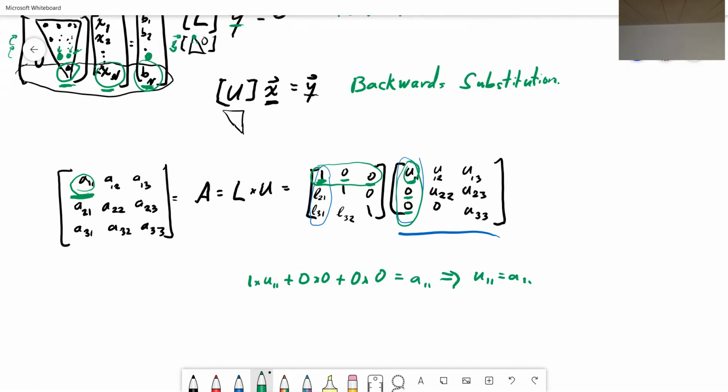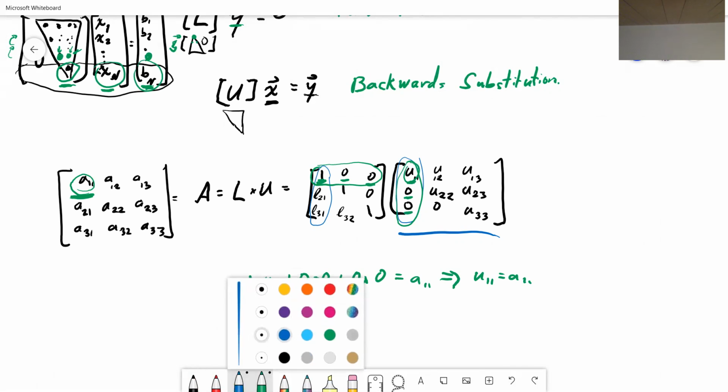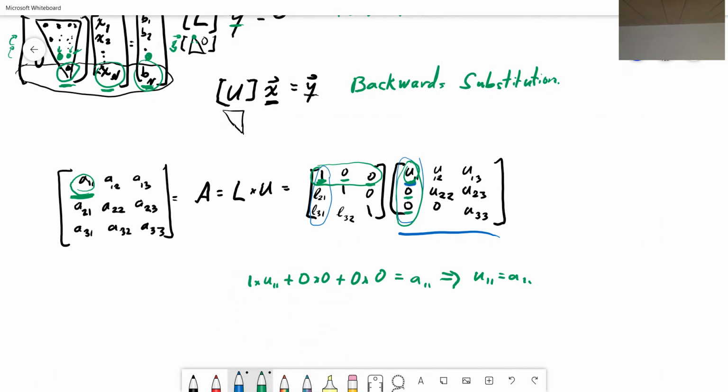All right, so we know this guy. And remember that we are going by columns. So we know this guy, and we know that these are 0 just by definition. So let's look at L now. In L, we already know that this guy is 1. We chose it to be so.